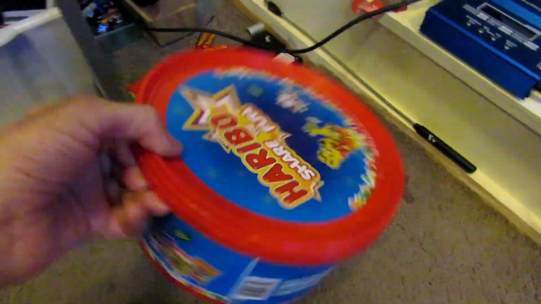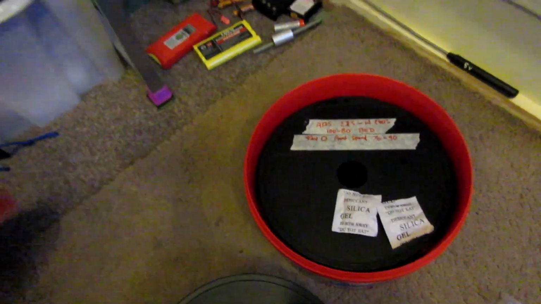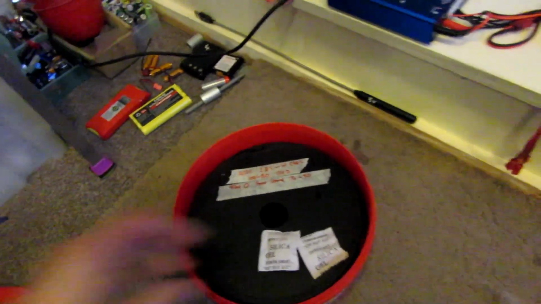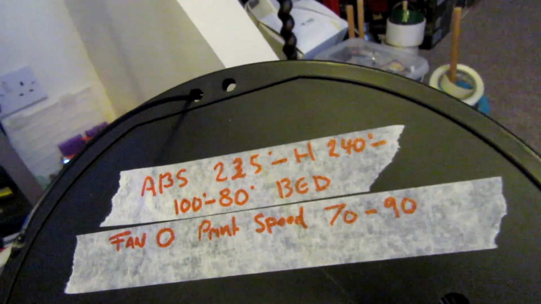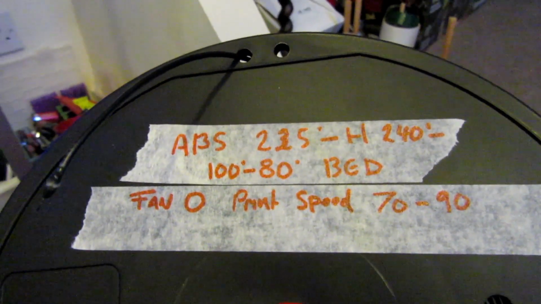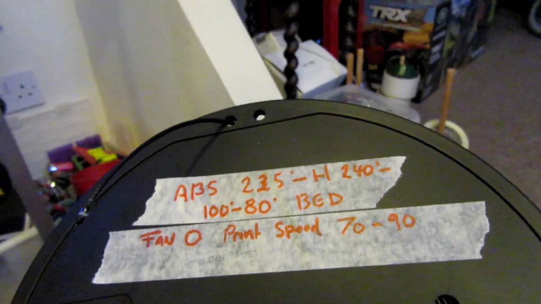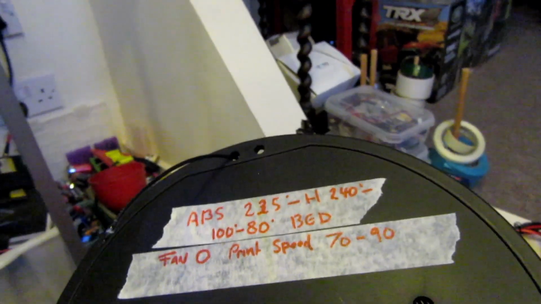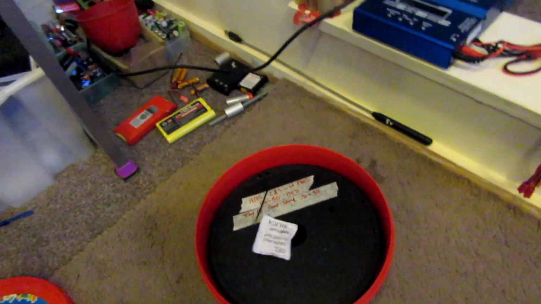And then these things here, these sweet tubs, they fit perfect. So if you do buy these, keep them. You can put your ABS in there. That's ABS black. But again, you've got the bed 100 to 80, or 235 to 240, 0 fan, print speed at 70 to 90. And I keep that in there with some, and they fit in there perfect.